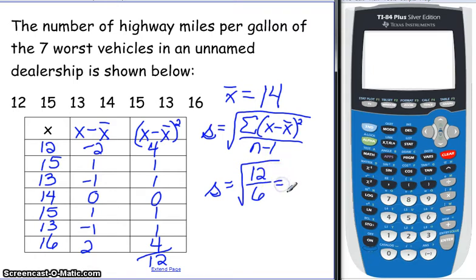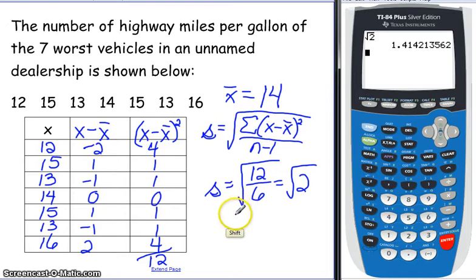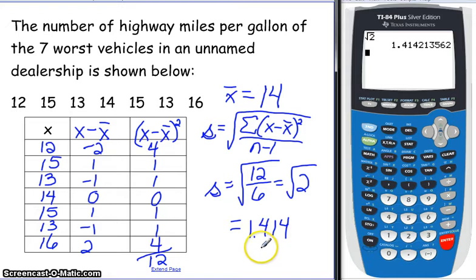So we're looking at taking the square root of 2 and doing that in our calculator. To get the square root, we have to use the second function, x squared. That gives us the square root key of 2, and enter. So our approximation here for this would be about 1.414. I'm just going to round this off. Now, that's the way we would find the standard deviation by hand.